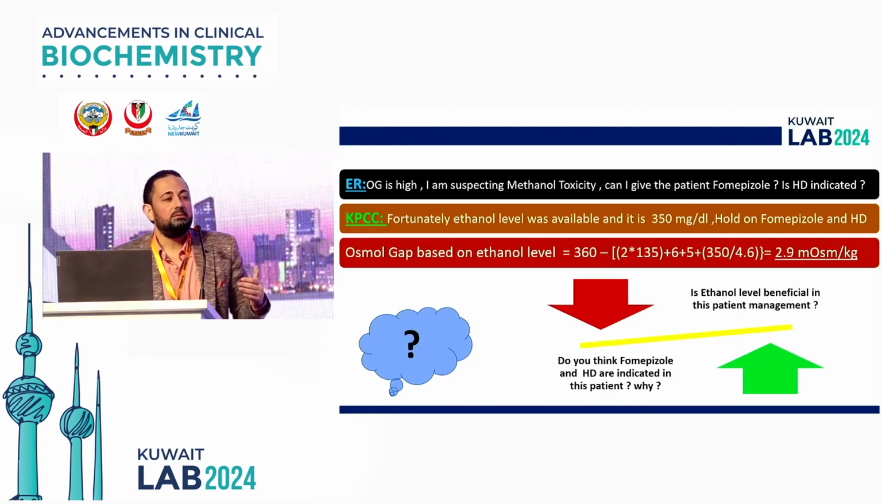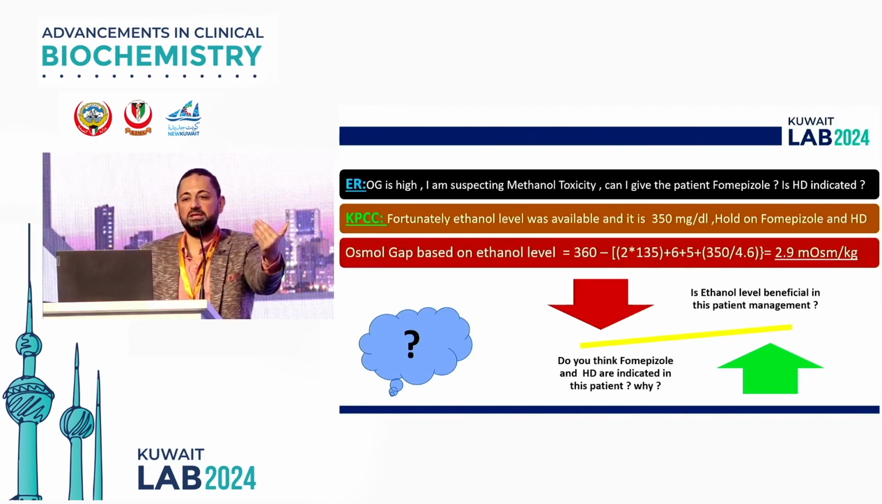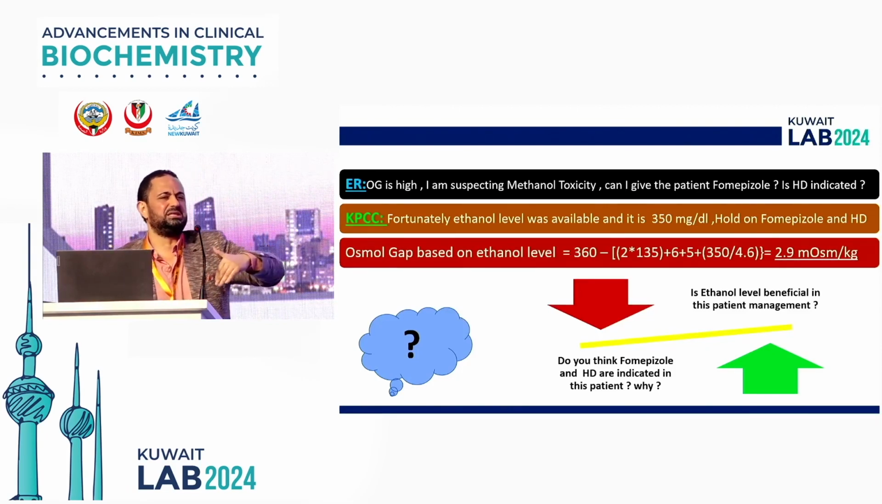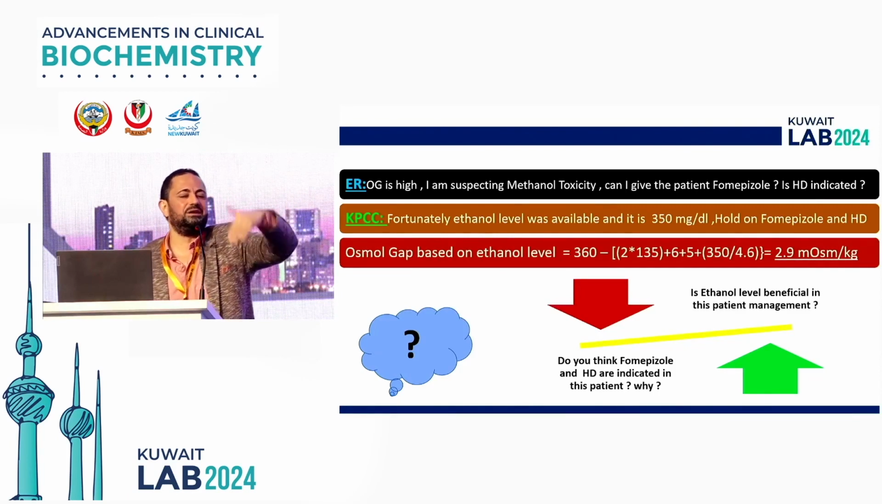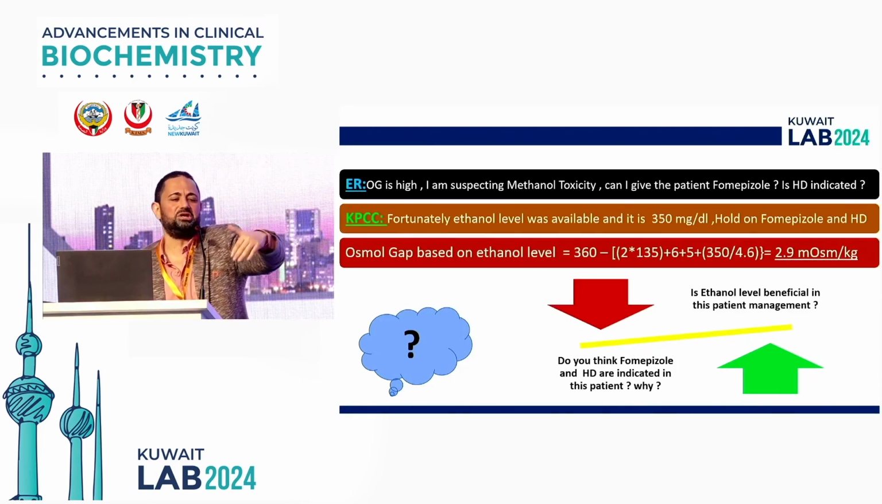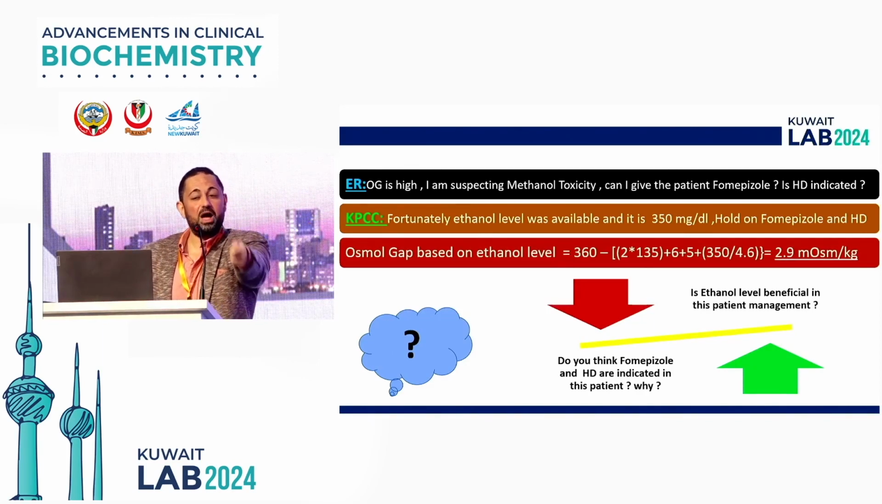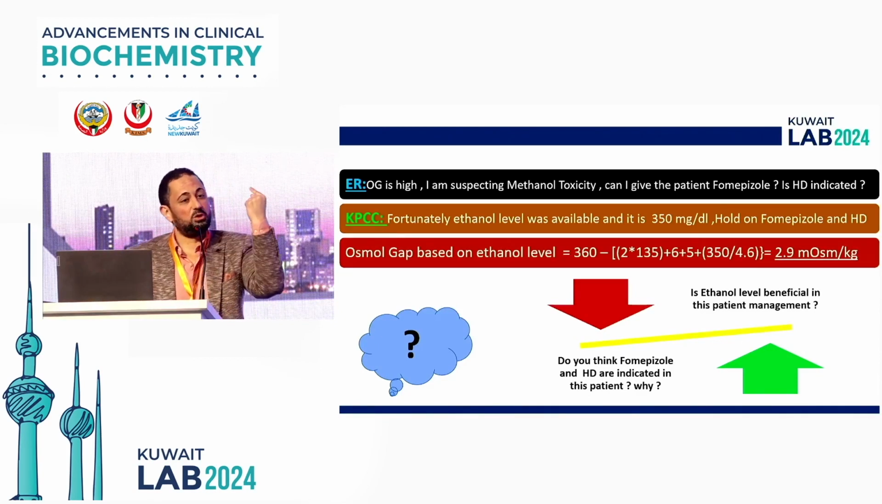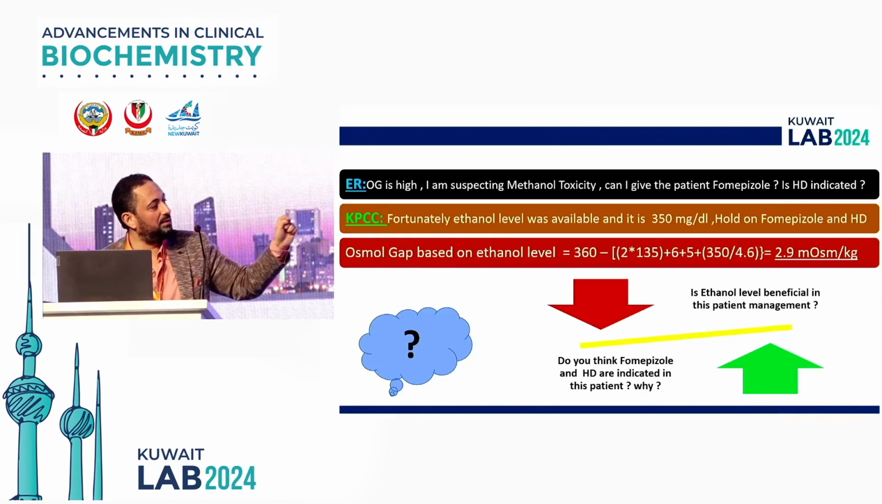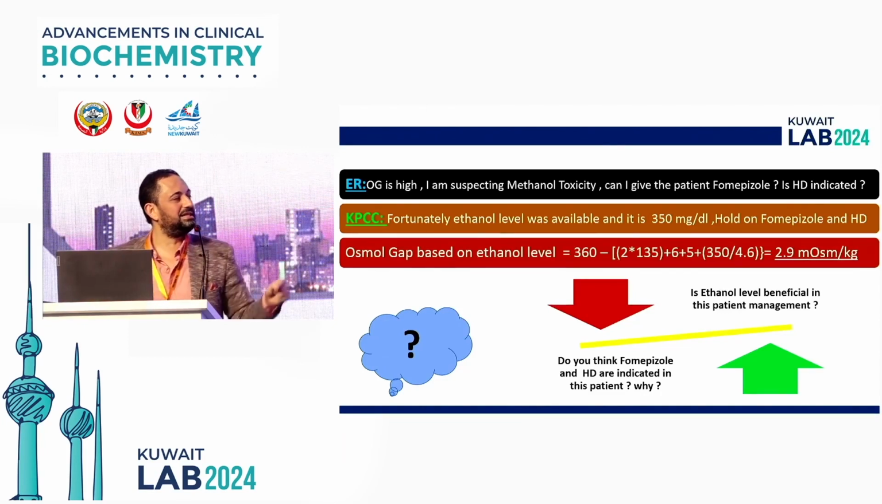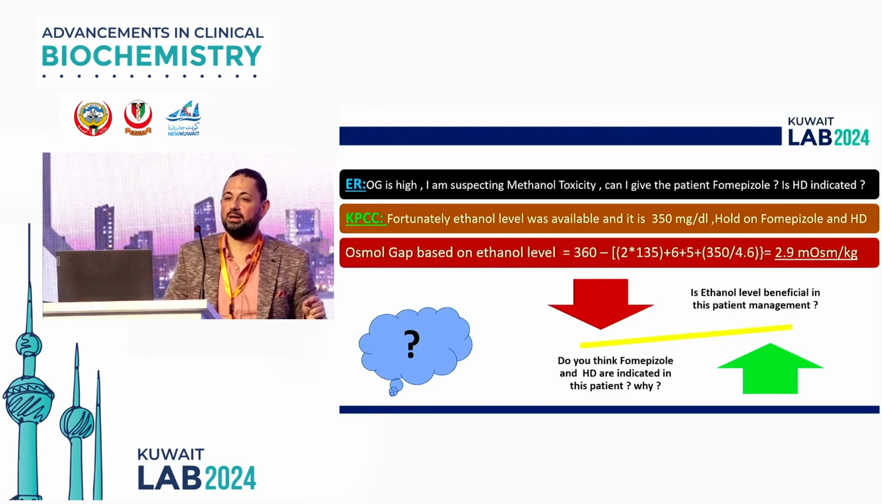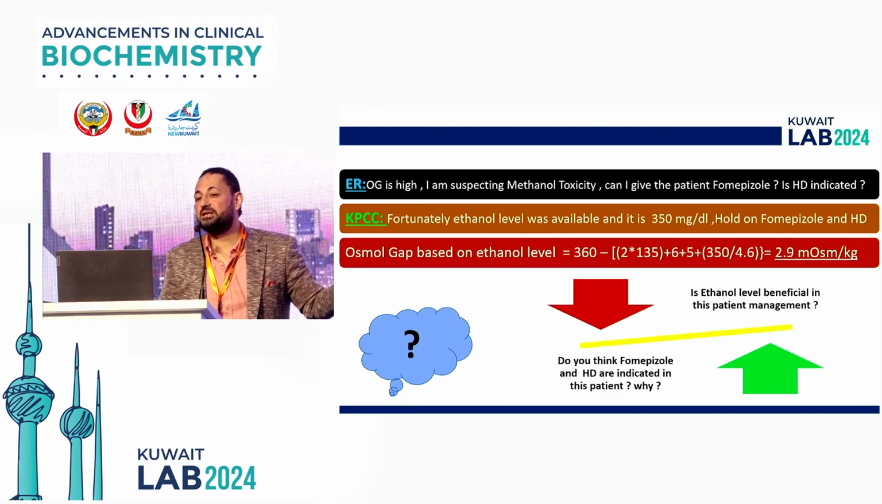Sure, because for a high level of ethanol we manage it with just supportive measures, except if the patient is in coma or the level is more than 500, where in some patients we can ask for hemodialysis. And actually we don't give fomepizole at all. So we reduce the cost of fomepizole, and we avoid the use of hemodialysis, just because the ethanol level was available. Do you think fomepizole and hemodialysis are indicated in this patient? No. And why? Because it's just ethanol intoxication.